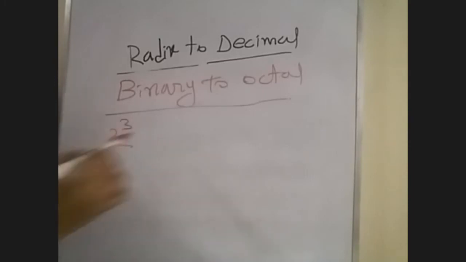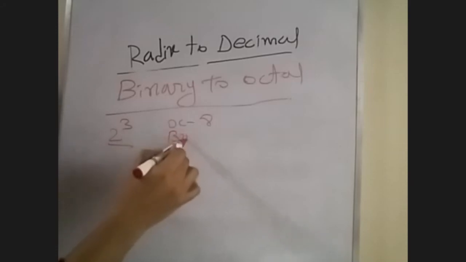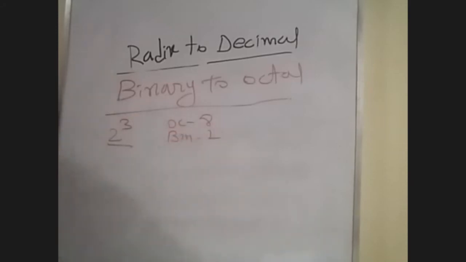So the octal base is 8 and the binary base is 2. So the base for an octal number is the third power of the base for binary numbers, that is 2 power 3. So we are grouping 3 bits and converting each group to its equivalent octal digit. We have to divide the binary into groups of 3 bits and convert each group to its octal equivalent.